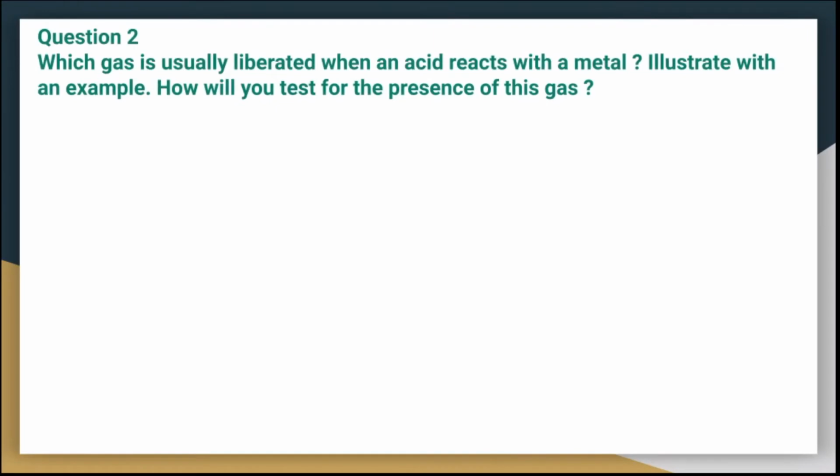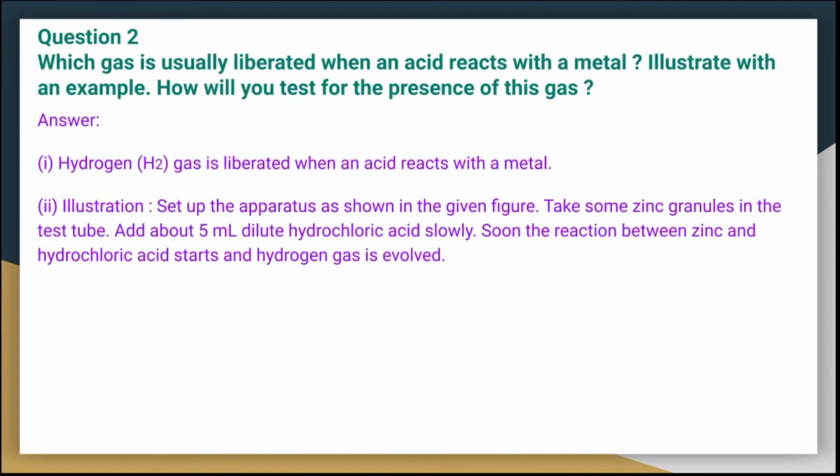Question number 2. Which gas is usually liberated when an acid reacts with a metal? Illustrate with an example. How will you test for the presence of this gas? Let's move on to the answer. Hydrogen gas is liberated when an acid reacts with a metal.